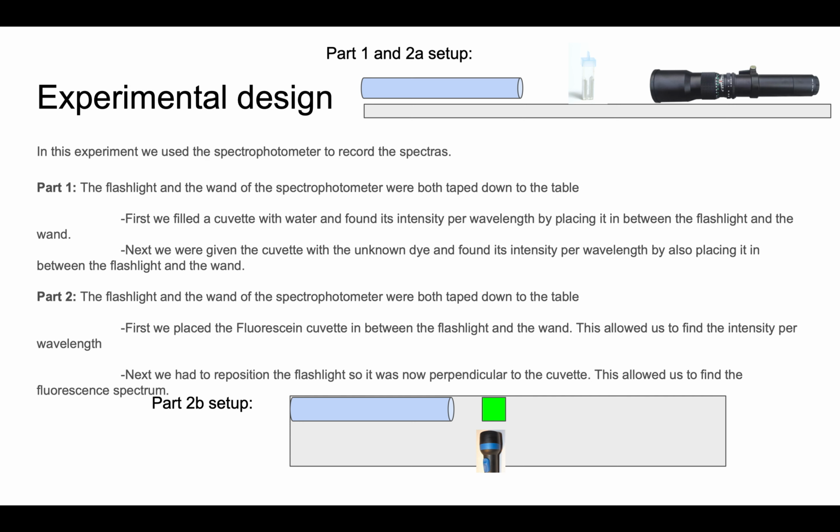For part 2, the flashlight and the wand of the spectrophotometer were both taped down to the table. First, we placed a fluorescein cuvette in between the flashlight and the wand. This allowed us to find the intensity per wavelength. Next, we had to reposition the flashlight so it was now perpendicular to the cuvette, which allowed us to find the fluorescence spectrum.